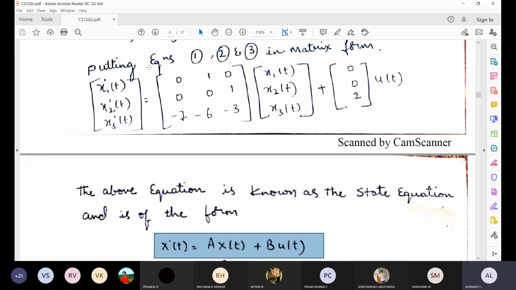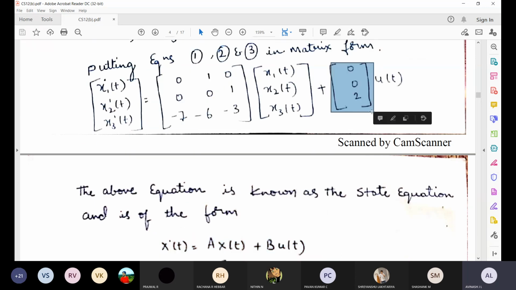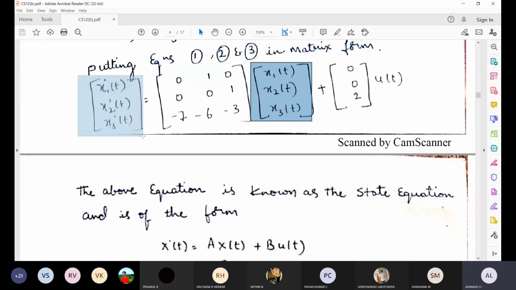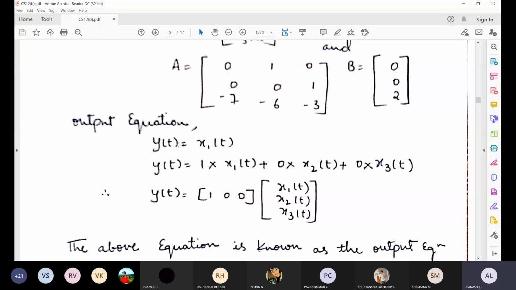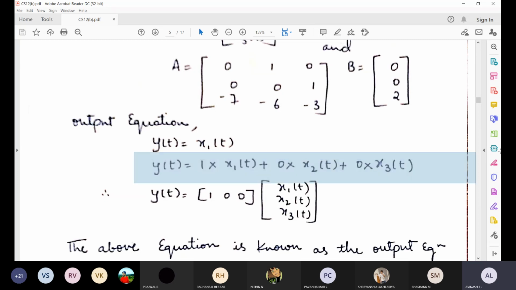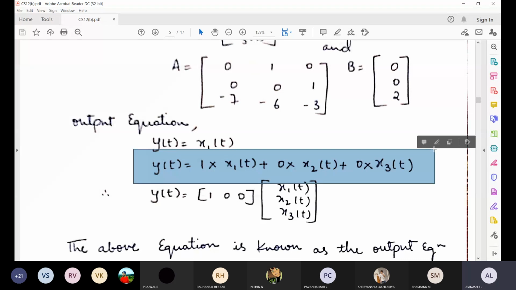We have taken the A matrix separately, B matrix separately, and X matrix separately, and X dash matrix separately. So now the output equation matrix we need to find out. In order to find the output equation matrix, y of t will be equal to x1 of t. So y of t will be equal to 1 into x1 of t plus 0 into x2 of t plus 0 into x3 of t. So here 1, 0, 0. That means 0 into anything is 0. We need to consider all the state variables in the equation. That is why we have considered x1, x2 and x3. Clear?